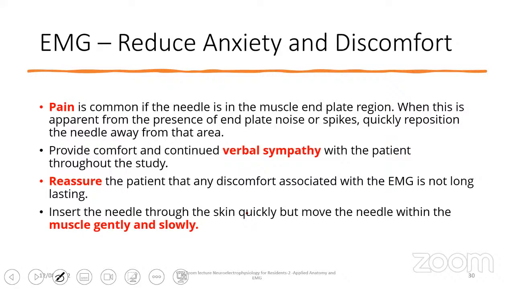So you have to reduce the anxiety and discomfort of the patient, because there is pain. Pain is common when the needle is in the muscle. Actually, when you pierce the skin, there will be pain, but in the muscle, usually it is painless, except when it is near the end plate region. So whenever in the muscle, if pain is felt, you have to withdraw the needle and place it somewhat differently, away from the end plate region. When this is apparent, the presence of end plate noise, the spikes, which I'm going to show you, quickly reposition the needle away from that area.